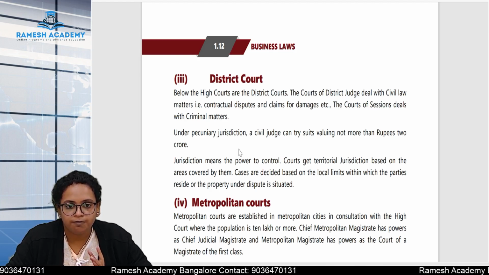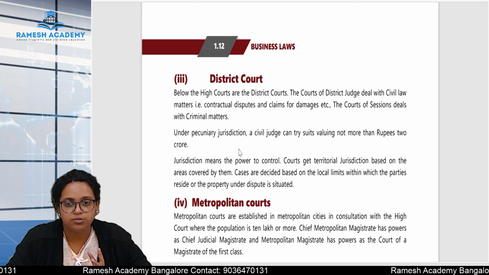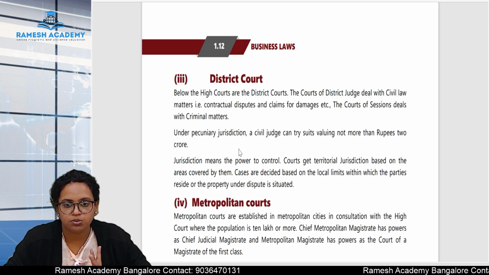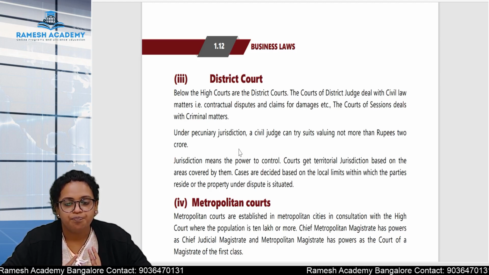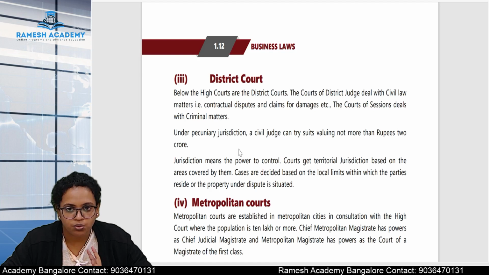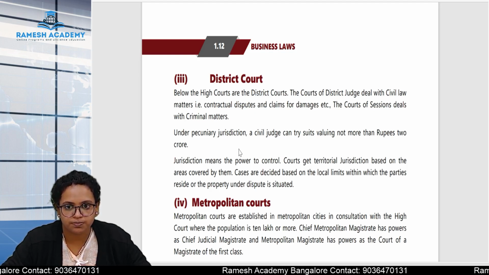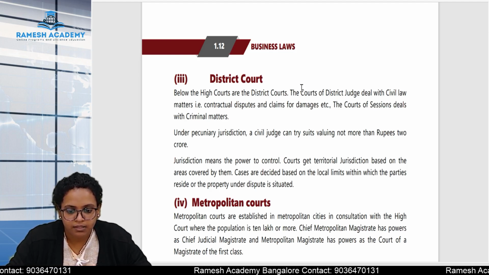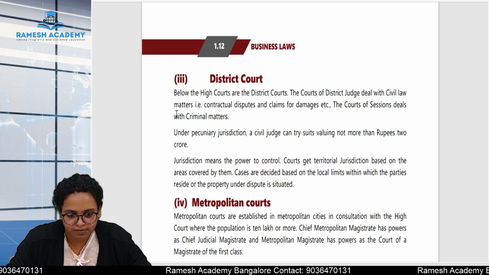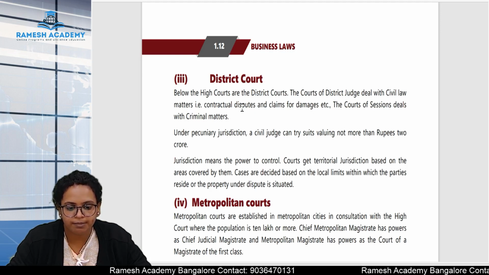So in the court of the district judge, there are two things here again: the one which deals with civil law and the one which deals with criminal law. The court that deals with civil law is the court of district judge. The court that deals with criminal law is the court of sessions. Mark that line: the court of district judge deals with civil matters, contractual disputes and claims for damages. The court of sessions deals with criminal matters.